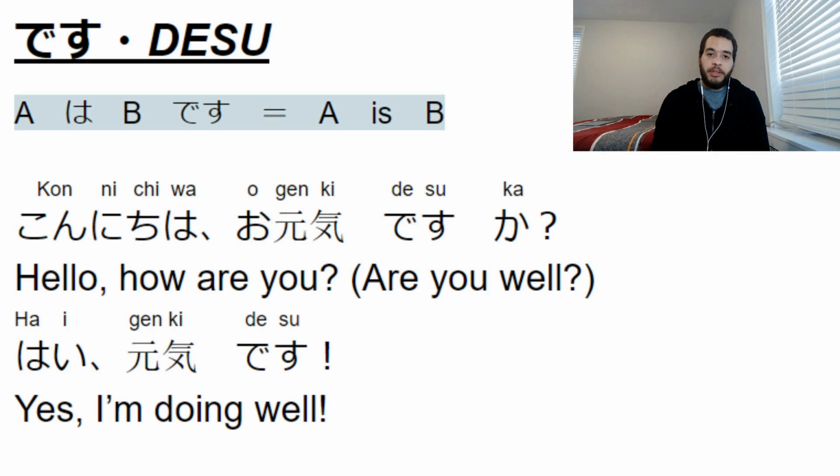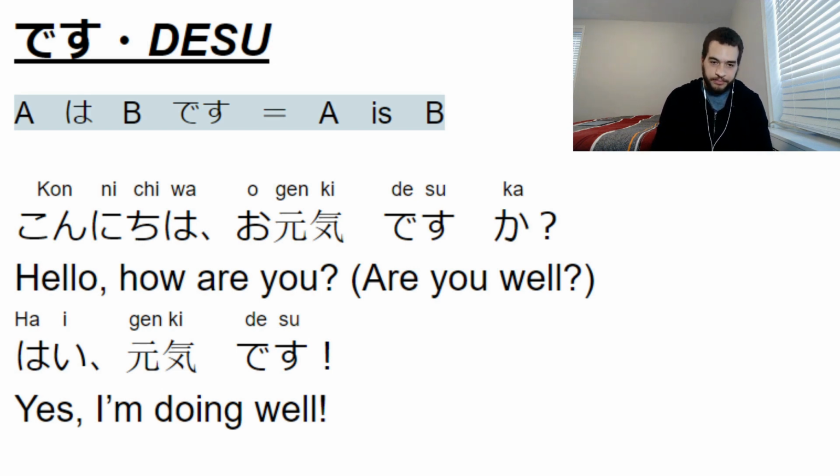So we're going to start off with the verb desu. And we're going to be taking a look right here where we have A wa B desu. So A is B. It's a really simple sentence to be able to say. And basically, when you're introducing yourself or any object, you're going to use desu. So let's take a look at the first example.